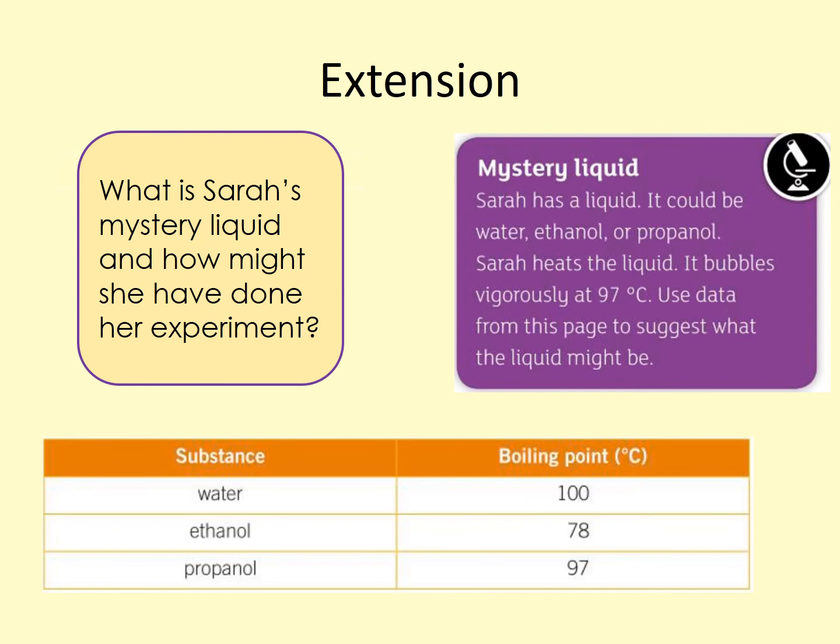So you've got a little extension which says what is Sarah's mystery liquid and how might she have done the experiment. So if you want to do this bit, pause the PowerPoint now and write down a method for how Sarah could have done that experiment, and you can check if you got it right by going back through the PowerPoint and listening to my explanation of the boiling point experiment.